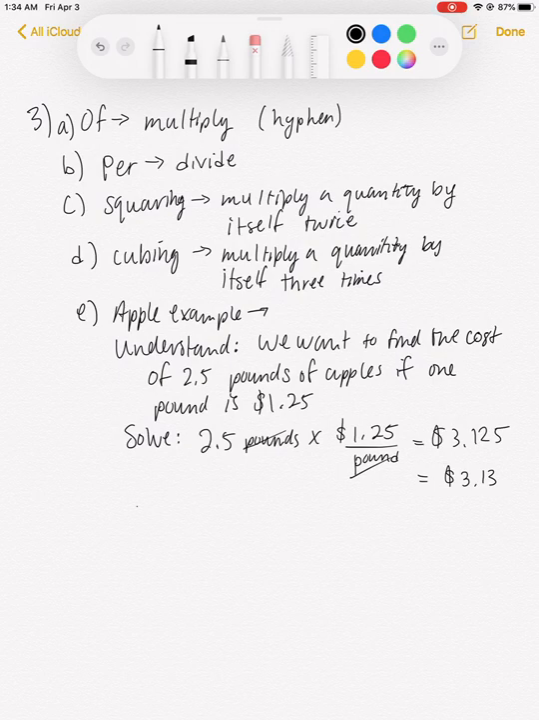So in our explain step, we see if it's reasonable. Okay, so we have about twice as much and a little bit. So twice as much of $1.25 and a little bit is 3.13, so that makes it reasonable. And we want to say this answer in a sentence. So 2.5 pounds of apples costs $3.13.